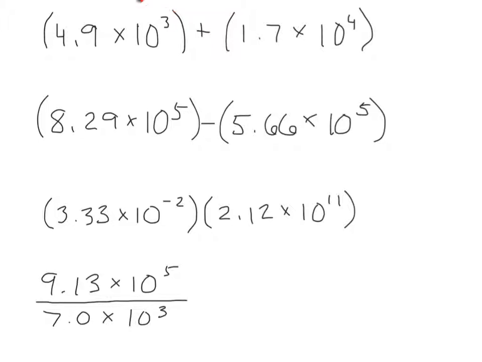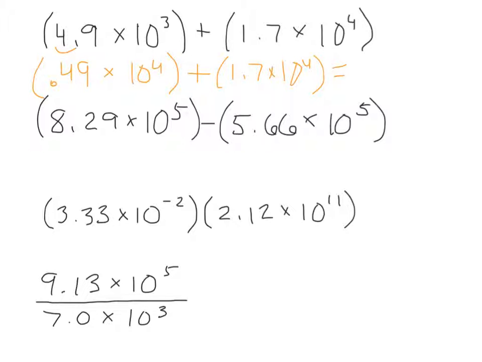What we can do is we can change this number to become 10 to the fourth. That way we can add it to this number. So if I were to change this to 10 to the fourth, I am making this exponent bigger by 1. So I'm going to make this number smaller by 1 decimal point. So I'm just going to move that decimal point over to get 0.49. Then I'm going to add that to my 1.7 times 10 to the fourth.